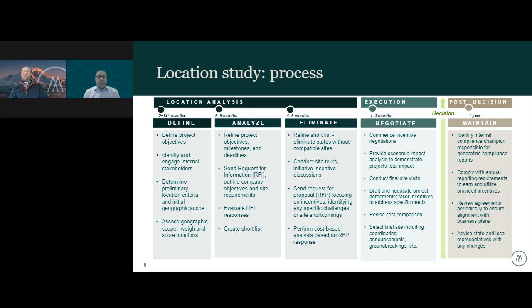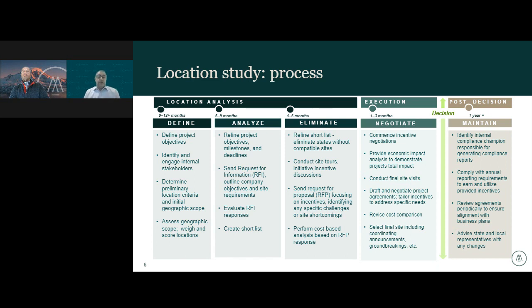Then, as you work your way down this process, you're going to analyze that work. You're going to look at the different criteria and refine them. What's most important? What's least important? What's critical, and what can you do without? And then you start to reach out to these states and ask for preliminary offers of incentives that help you make your decision on where you want to expand.